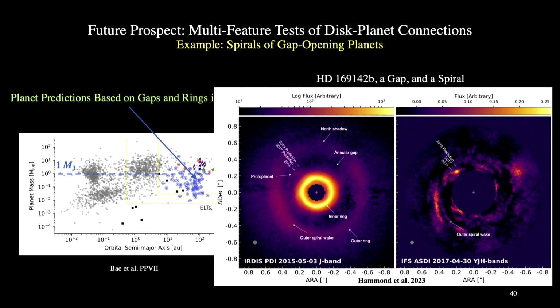In the disk HD 169142, there was a planet candidate discovered a few years ago inside a gap in the scattered light. Very recently, Hammond et al. rediscovered the planet, watched its orbital motion, and more importantly, in my opinion, they traced the spiral arm induced by the planet. So now we're looking at a moving planet, orbital motion, which opens a gap and drives a spiral. This kind of more comprehensive evidence is perhaps more convincing than predictions made based on a single type of feature.